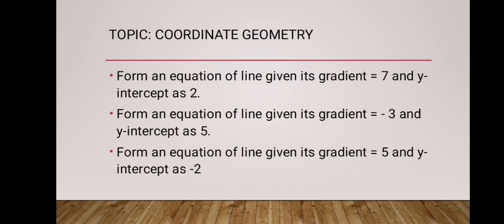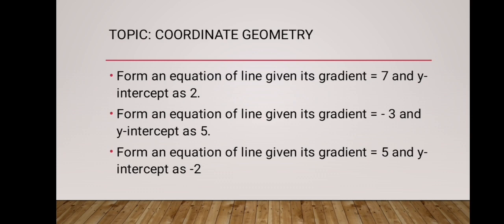Now let's do the reverse of it. What if we are asked to form an equation when the gradient and the y-intercept are given? For this first part, y is going to be equal to 7x plus 2, because a gradient refers to the coefficient of the variable x, so we write y is equal to 7x, and the second part of the equation always tells you the y-intercept. So we have used the gradient and the y-intercept for this first case to form an equation.